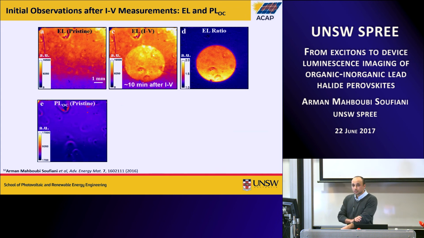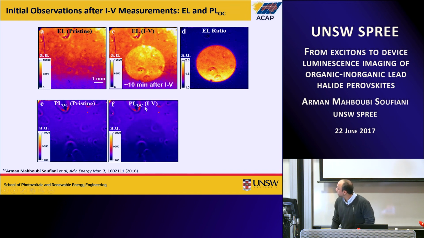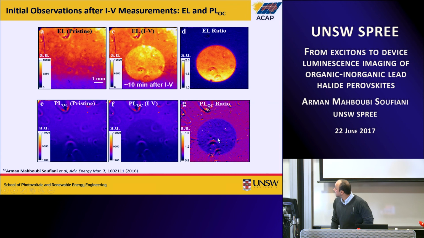In order to understand the effect better, I perform PL at open circuit condition as well. This is an image of the pristine device, and then the PL image right after the IV measurements. You can see here that the region which was illuminated appears darker with respect to the surrounding, which was masked during the IV measurement. And this is a clear picture of that effect.